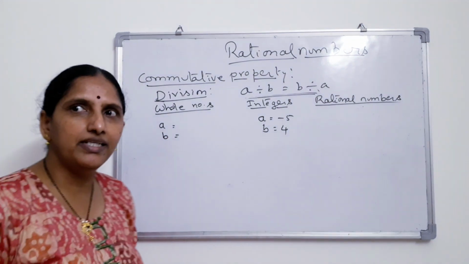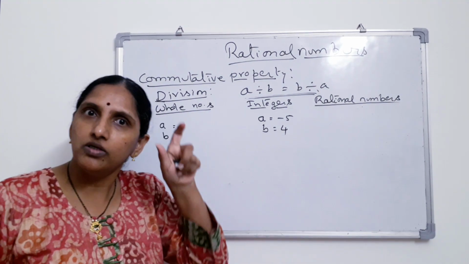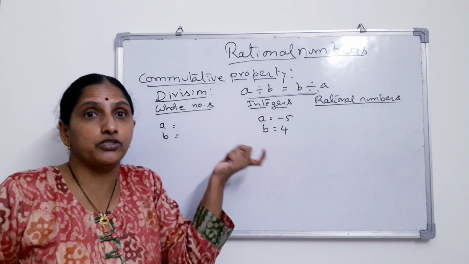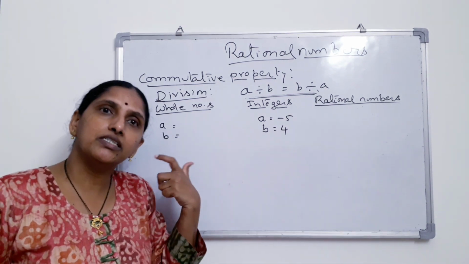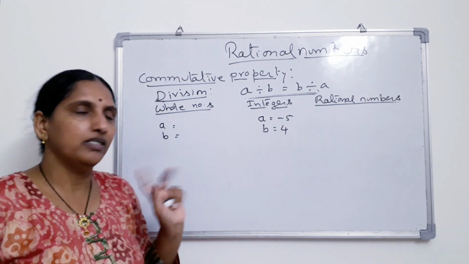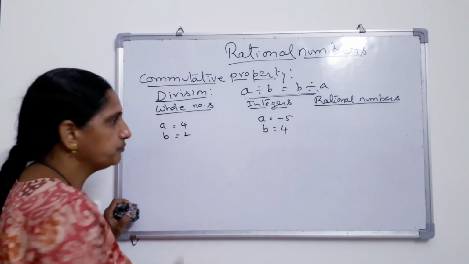Right, have you copied? Now in case of division, first we shall see with the non-zero values, because just now we discussed what 0 is going to do here. We will discuss with the non-zero values first and then again with the 0 values. So A is equal to something like 4, B is equal to 2.